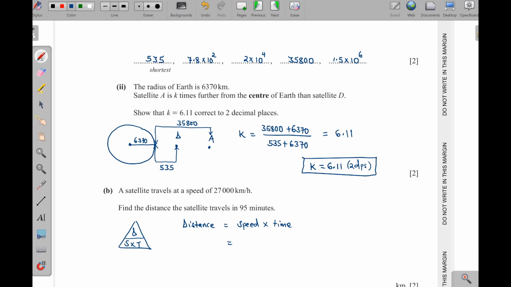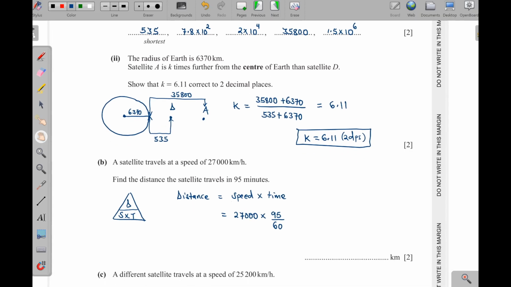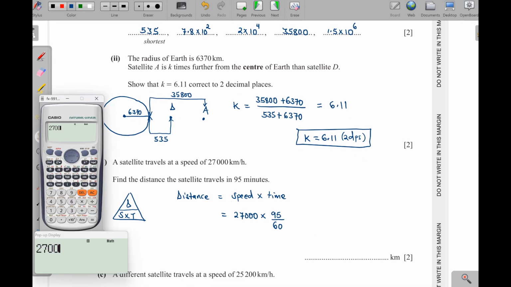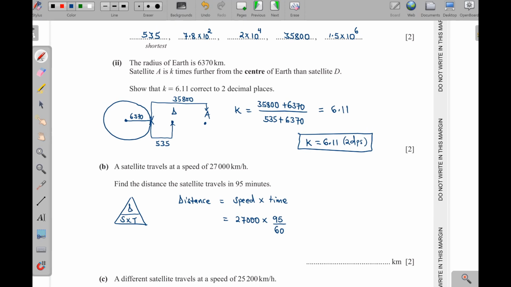Now, if the speed is in kilometers per hour, then that means the distance has to be in kilometers and time has to be in hours. So the speed is 27,000, time has to be in hours. So the 95, you divide it by 60. Then altogether, what do we get? 27000 times 95 divided by 60. We get 42750. As simple as that.